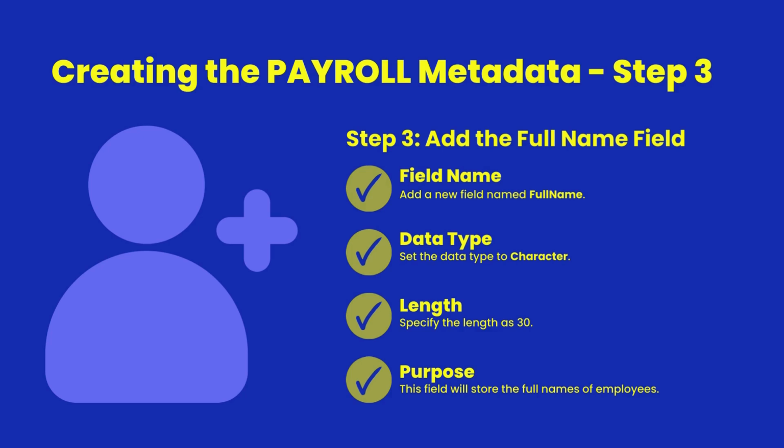Let's proceed to step 3, adding the full name field. First, add a new field and name it full name. Set the data type for this field to character, and specify the length as 30 characters. The purpose of this field is to store the full names of employees in the payroll table.